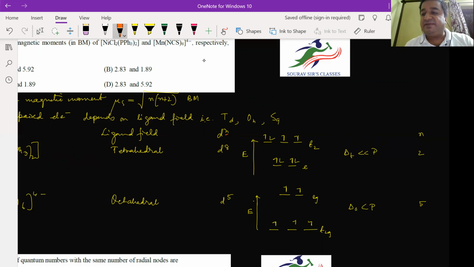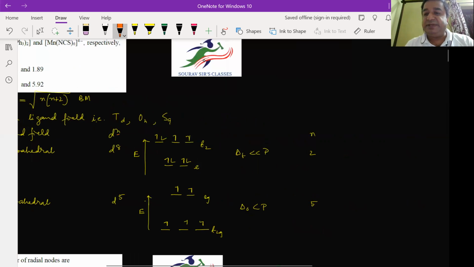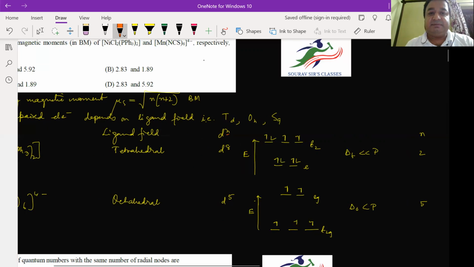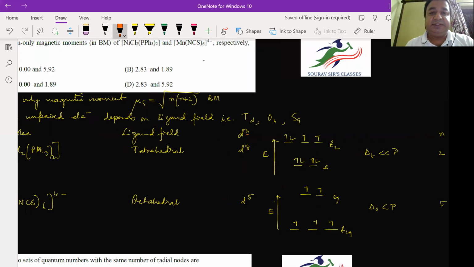So now here we have 5 electrons that are unpaired, and that means our magnetic moment, if we calculate, it is going to be between 2.83 and 5.92, and that should be our answer.